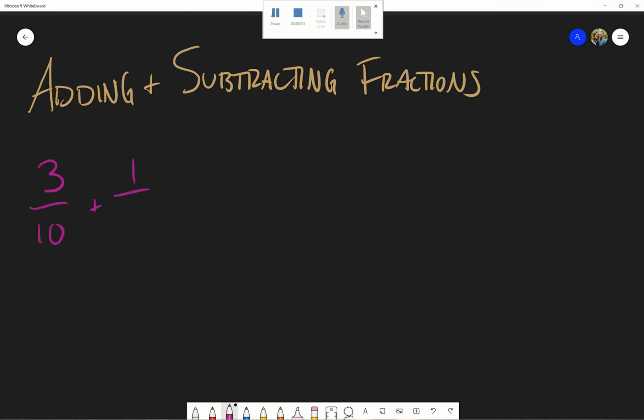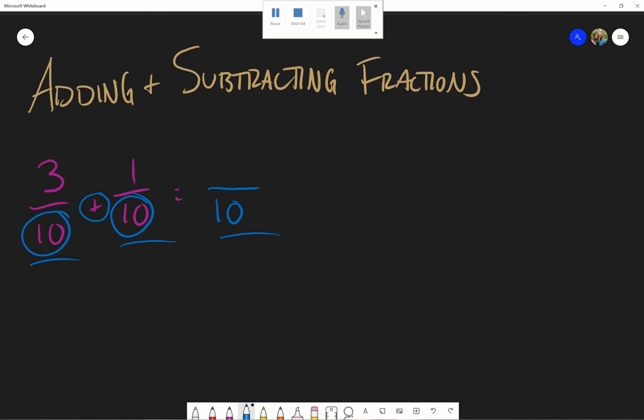3/10 plus 1/10, and we wanted to add that up. A few things we want to look for here. We want to look to see, are our denominators the same? If they are, our answer will have that same denominator. So since these are both 10, our answer will have 10 as the denominator as well. We can always add and subtract as long as the denominator is the same.